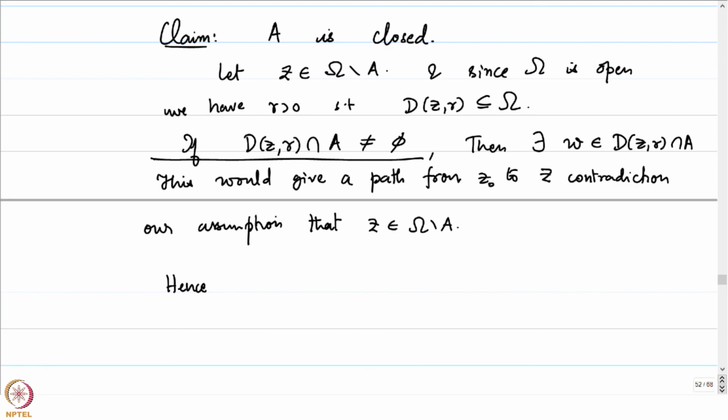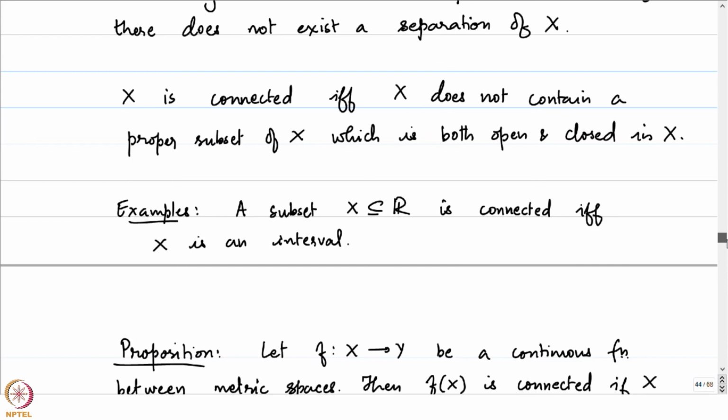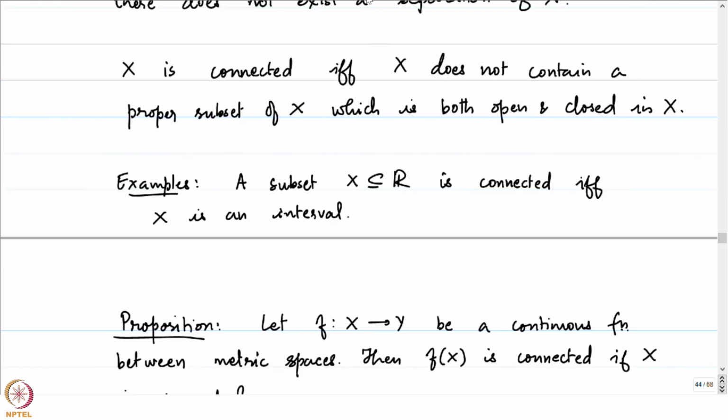Hence D(z, r) intersected with A is empty, but that implies that omega minus A is open, because every point in omega minus A is now an interior point, and this implies that A is closed. We have now come to the alternate characterization which we have just written here.